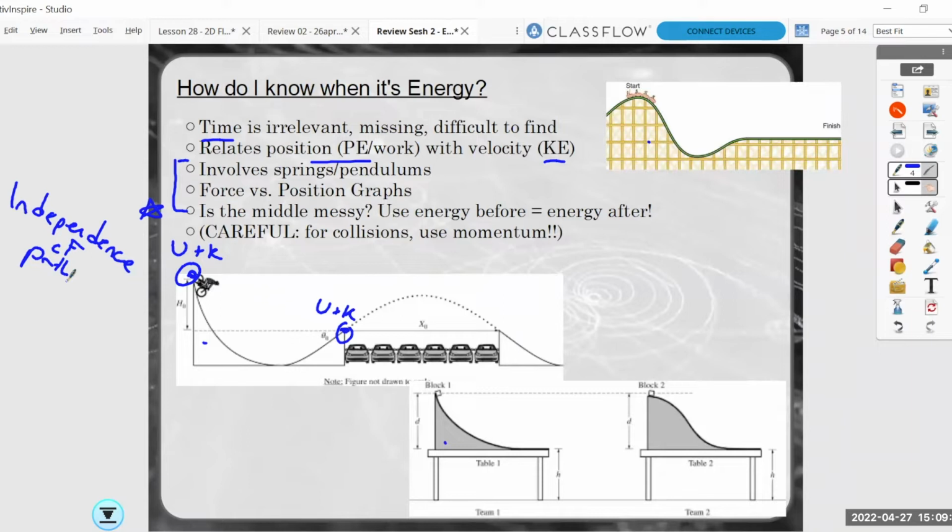I will say you've got to be a little careful. The one case where energy is going to betray you a little bit is if you have a collision, two things sticking together, colliding. In that case, energy sometimes works, but momentum is going to be your best tool for that. So speaking of momentum, let's talk about momentum.